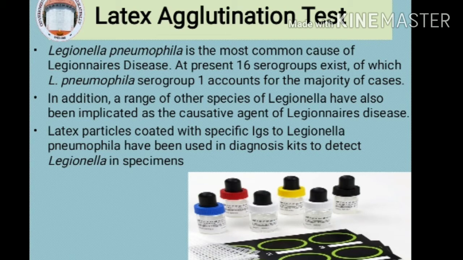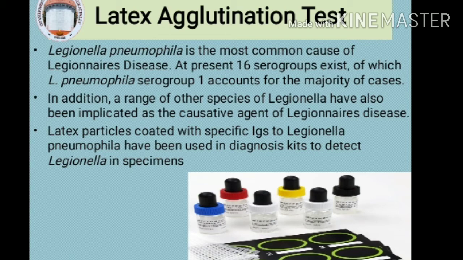To these latex particles coated with specific immunoglobulins, Legionella isolate is added and mixed, and then it is examined for agglutination. By using this agglutination test, Legionella pneumophila isolates are identified and Legionella pneumophila organism is confirmed by using passive latex agglutination test.